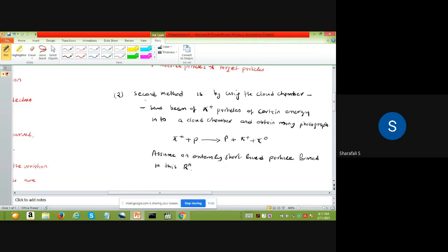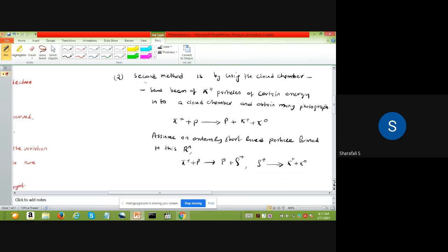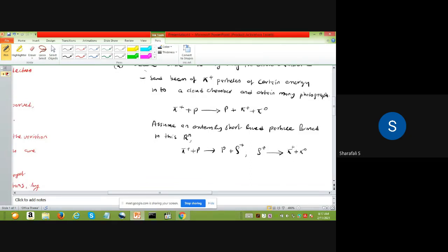So in that condition, we can write this pi plus p as proton plus some rho. So this rho is the extremely short-lived particle, plus because it has the plus charge. Then this rho plus is decaying into pi plus and pi 0. So this is what is happening. We are assuming that this rho plus is the extremely short-lived particle which is formed in this particular interaction.